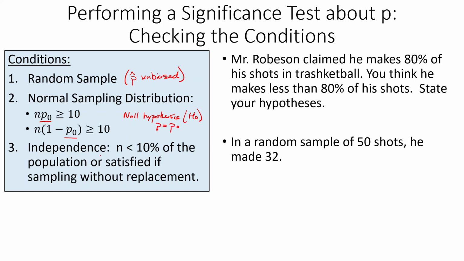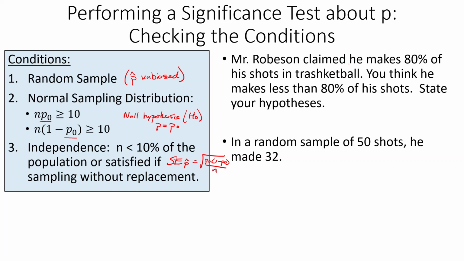And we also need our independence condition just like before, and n needs to be less than 10% of the population, or it's satisfied if we're sampling without replacement, but usually we'll just write the n as less than 10% of the population because we need to be able to use the standard error formula. We'll go over this later, but it'll be the square root of p naught times 1 minus p naught over n. Again, we'll go over that later, but that's why we have each of these conditions.